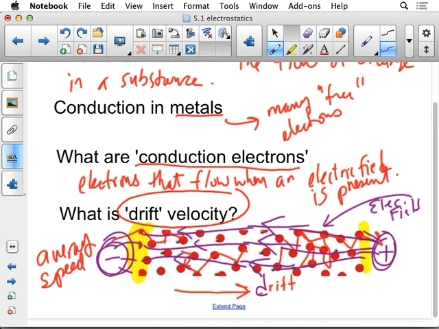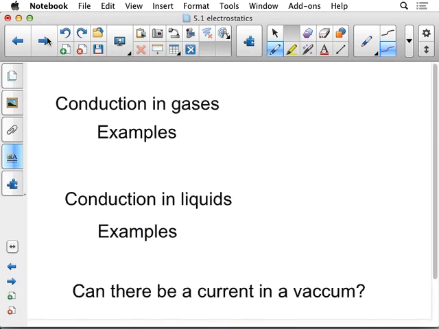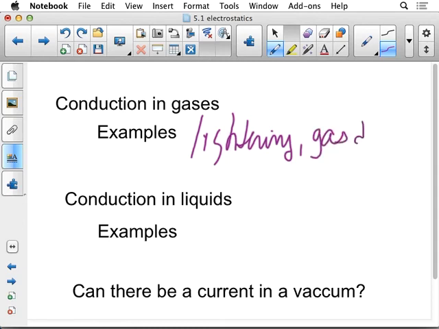Now, moving right along. Conduction doesn't have to be just in metals. We also said it could happen in gases. Examples I already gave were lightning, gas fluorescent tubes or discharge tubes, gas discharge lamps, like fluorescent tubes that we have in our classroom. And you should know these examples.